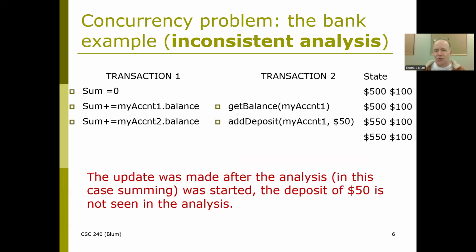Okay, let's just have one transaction, just doing some accounting, not really changing anything, just getting an analysis. So transaction one is just, the person has two accounts and we're finding out how much money that person has altogether. So just some simple coding: start the sum at zero, add balance one, add balance two. But another transaction is going on where we are adding the $50.